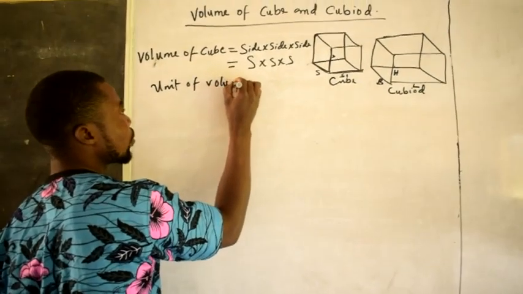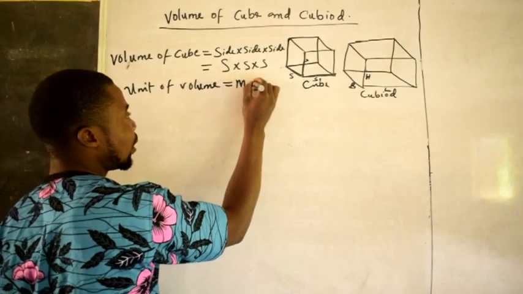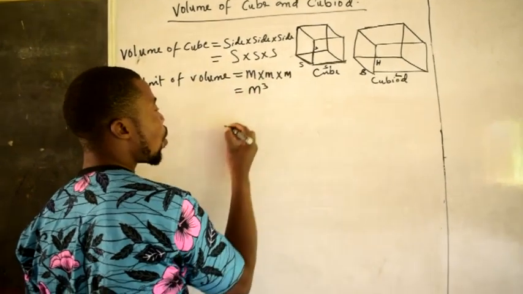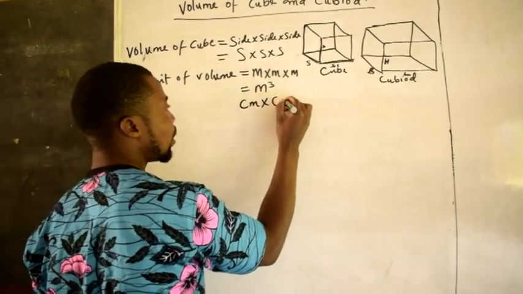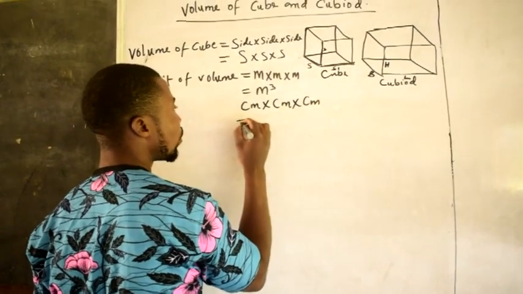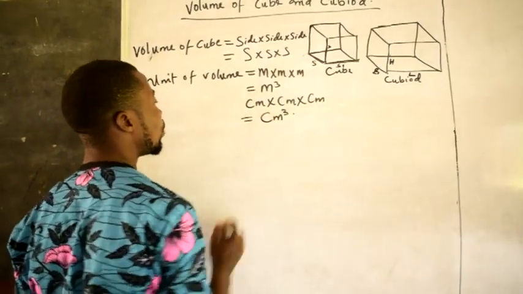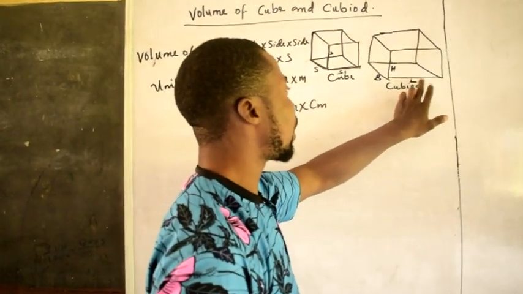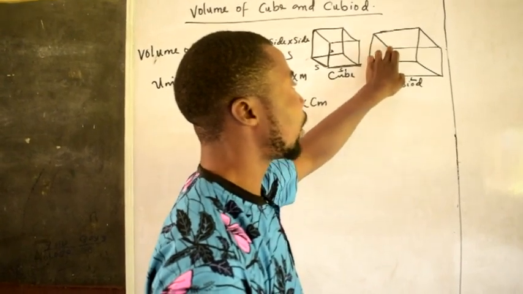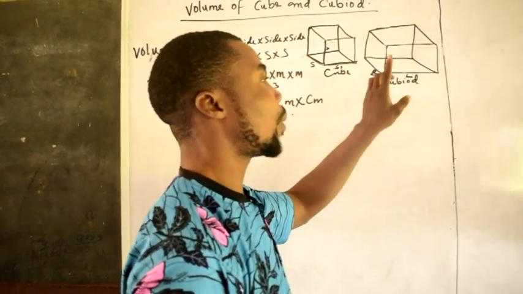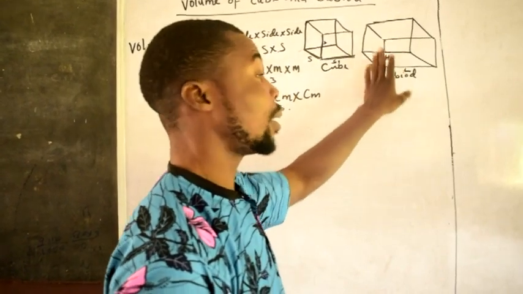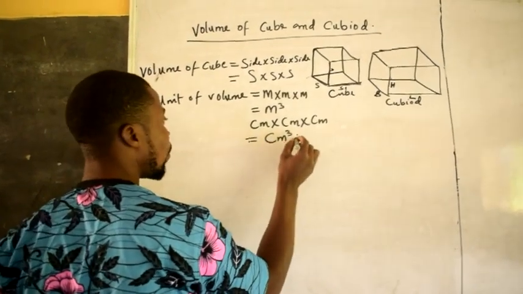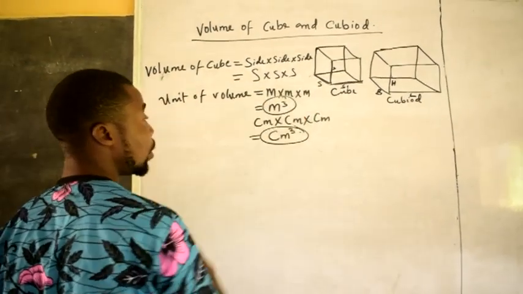volume. That's how we get meter times meter times meter, which is meter cubed. Or if it is centimeter times centimeter times centimeter, it will give us centimeter cubed. Likewise for this one too, if it is meter times meter times meter, it will give us meter raised to the power 3. Or if it is centimeter, it will give us centimeter raised to the power 3. So the unit of volume is this, or this.